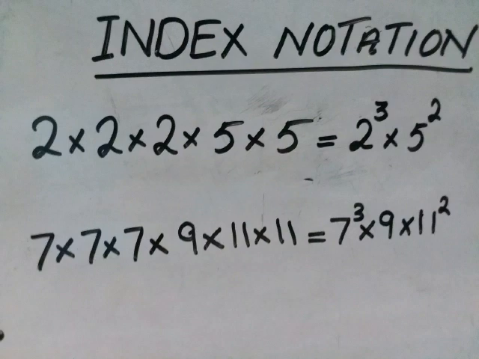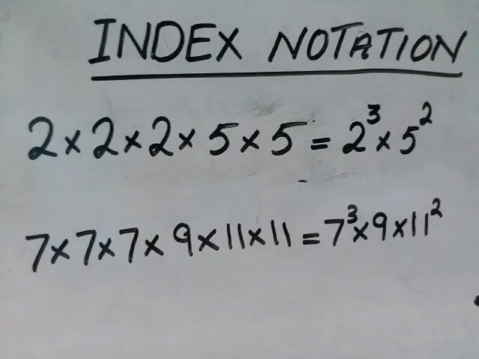Here 2 is multiplied 3 times by itself and 5 is multiplied 2 times by itself. So it is equal to cube of 2 multiplied by square of 5. In another question, 7 is multiplied 3 times by itself, 9 is multiplied 1 time by itself, and 11 is multiplied 2 times by itself. So it is equal to cube of 7 multiplied by 9 multiplied by square of 11.